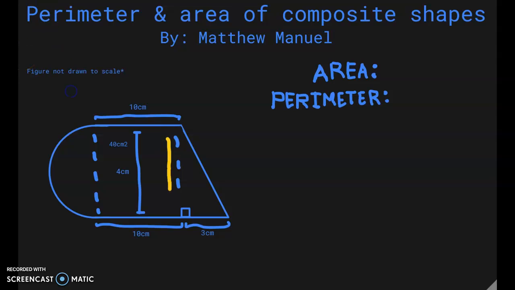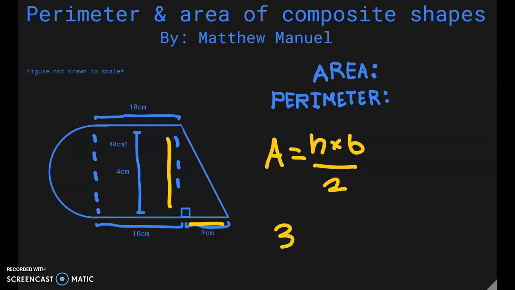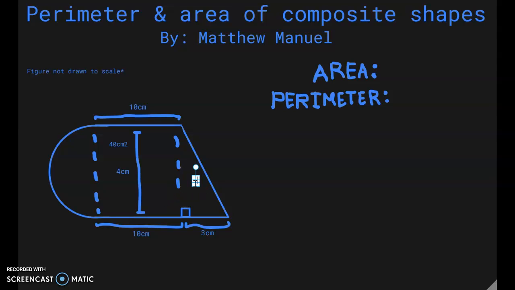Now we solve for the right triangle. We know that the leg here equals 4, and the leg here is 3. Now we plug our values into the formula. Area equals height times base divided by 2, and we get 12 divided by 2, 6 for our area: 6 square centimeters. And now all we have to do is solve for the semicircle.